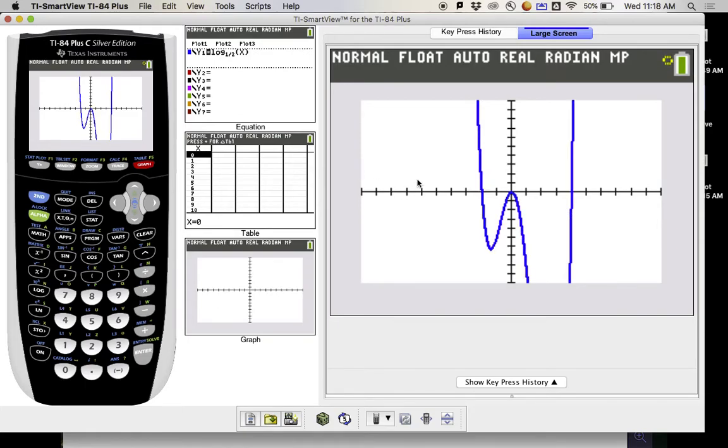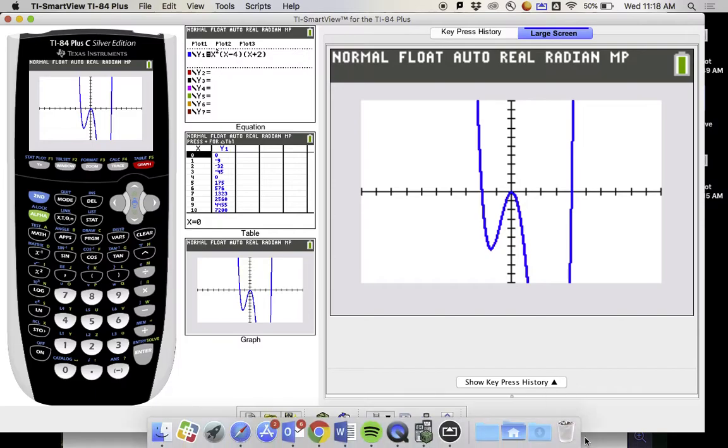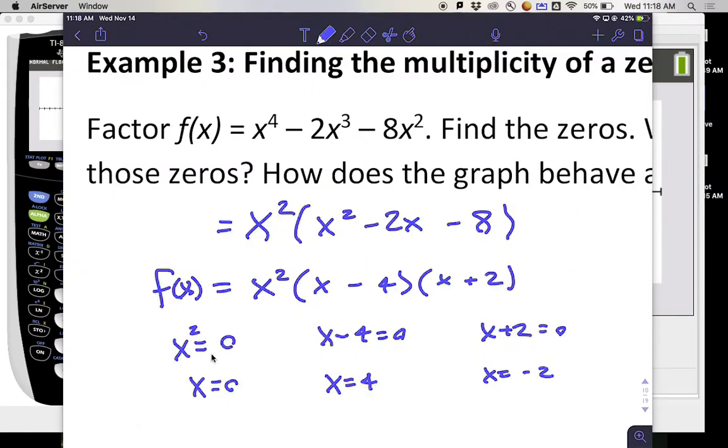There you go. So what's going on with this graph here is notice it crosses through negative 2, and it also crosses through positive 4. Those are two of our zeros. And then it touches right here at 0. And that's because we had x squared equals 0 in our equation. And that means two of our solutions are actually 0 in this case.